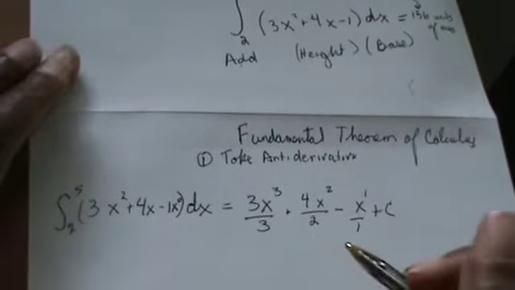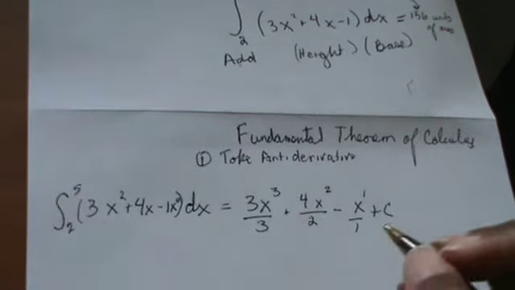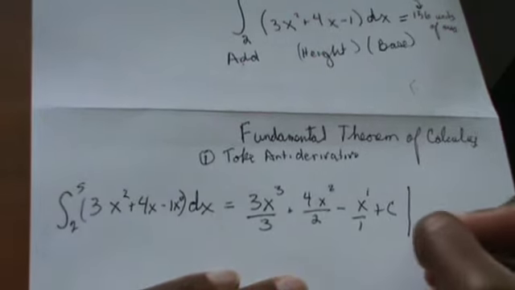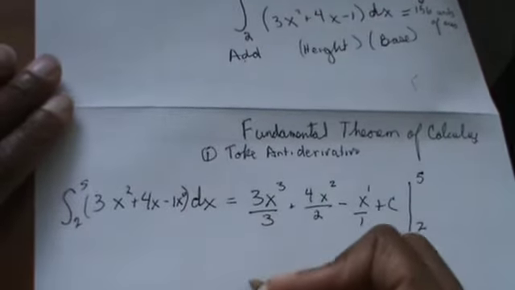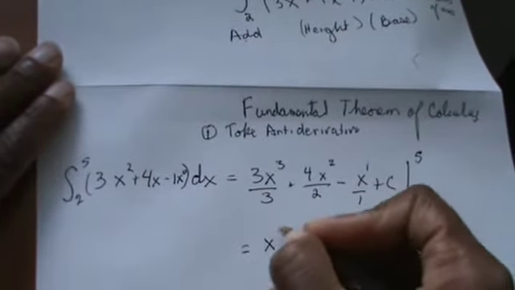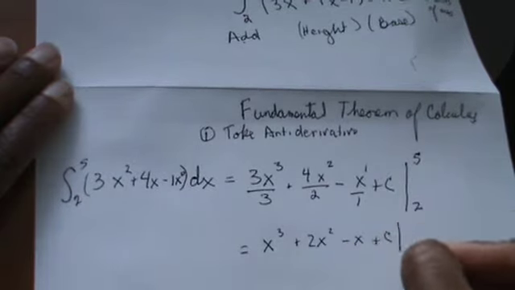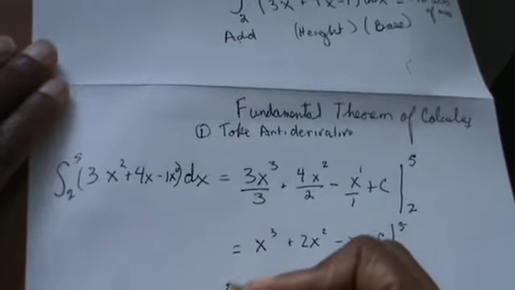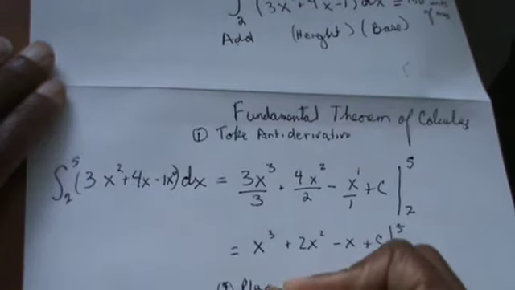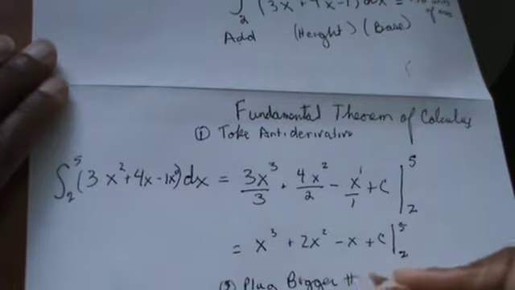All right, so after you've done that, you have to acknowledge I didn't do anything with the 2, I didn't do anything with the 5. That's fine. Placeholder 2 and then 5. Right? So let me simplify this. This equals x cubed plus 2x squared minus x plus c, placeholder 2 to 5. All right, so the very next step, or step 2, is to plug the bigger number into your antiderivative.